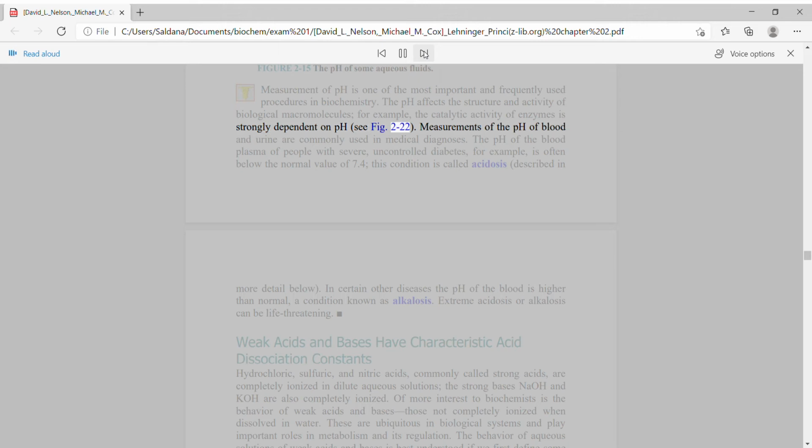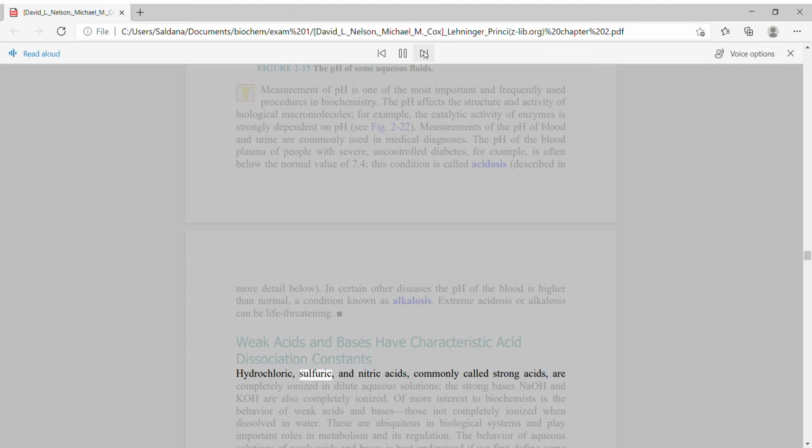See Fig. 2-22. Measurements of the pH of blood and urine are commonly used in medical diagnoses. The pH of the blood plasma of people with severe, uncontrolled diabetes, for example, is often below the normal value of 7.4. This condition is called acidosis, described in more detail below. In certain other diseases, the pH of the blood is higher than normal, a condition known as alkalosis. Extreme acidosis or alkalosis can be life-threatening. Weak acids and bases have characteristic acid dissociation constants.